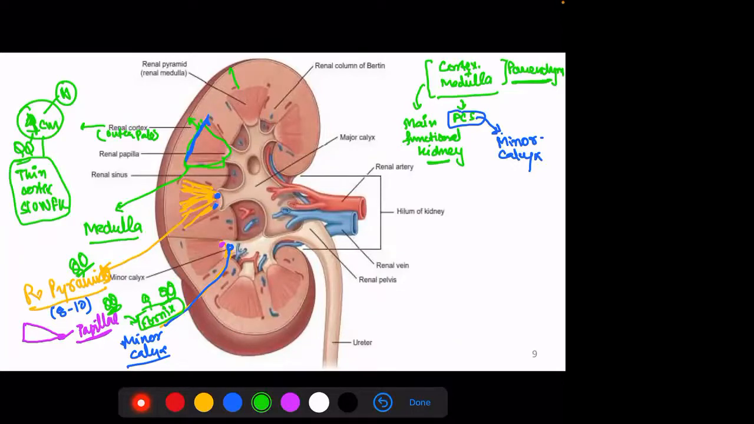So the minor calyx drains into the major calyx. Then it drains into the major calyx, then into the pelvis, and then into the ureter. Okay.